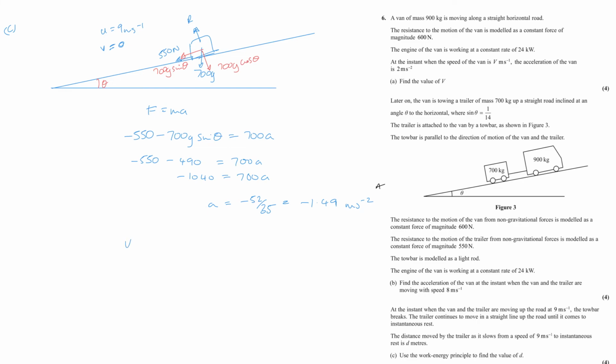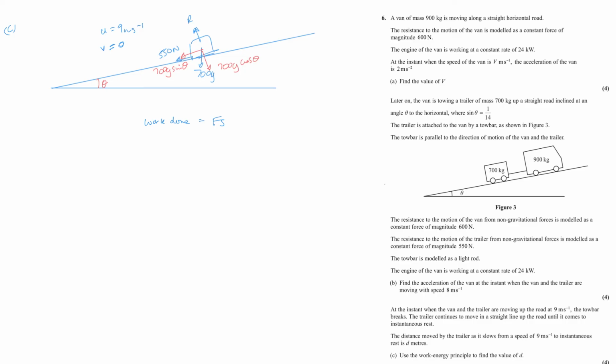And then V squared equals U squared plus 2AS would give us the answer, wouldn't it? But it does say use the work energy principle. So actually scrap this, because we need to do it a different way. So work done equals force times distance. So I wrote that really small there.